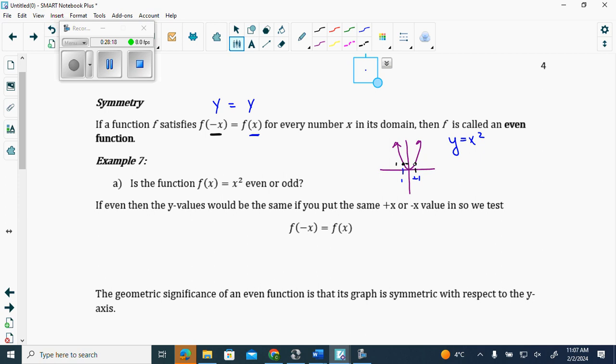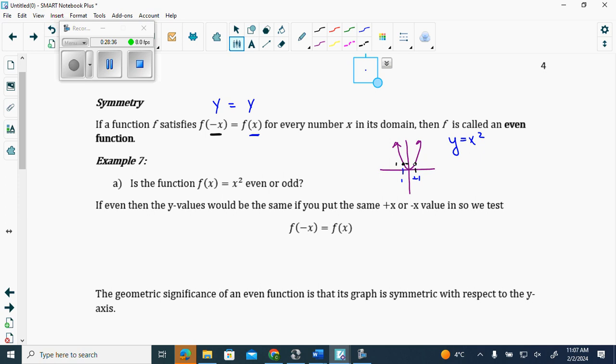So a cubic function, a symmetrical cubic function, if I plug in negative 3, or let's plug in something smaller, I don't want to do 27. If I plug in negative 2 into a cubic function, I'm going to get negative 8. If I plug in positive 2, I'm going to get positive 8. Are those the same y values?